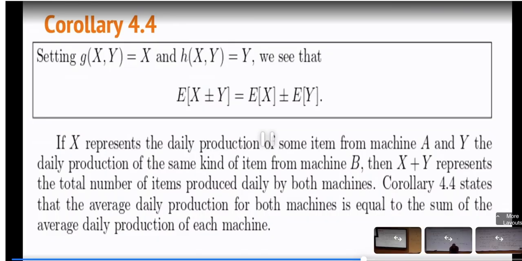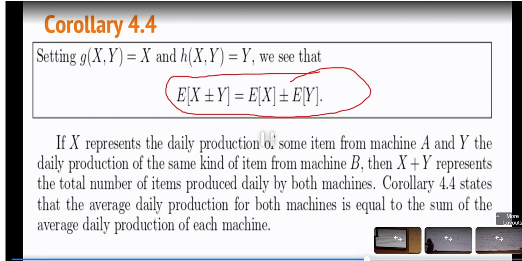Now, take a look at this. This relationship exists. If x is a random variable and y is a random variable, whatever I'm doing to them is also going to be a random variable. X plus y will be a random variable. X minus y will be a random variable. X multiplied by y is a random variable.